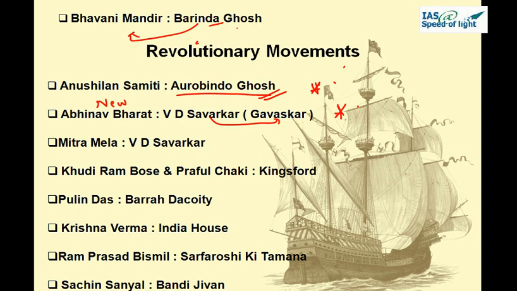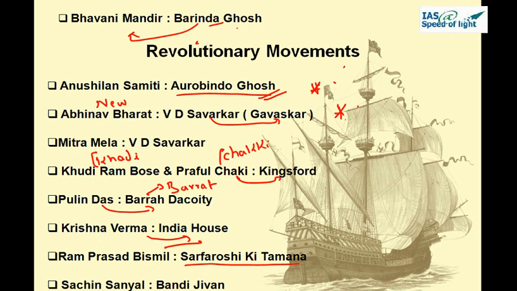Khudiram Bose and Prafulla Chaki were involved in the killing of Kingsford. Khudiram Bose: Khudi becomes Khadi, khadi dress, and Chaki can become Chakki. So these two were involved in the killing of Kingsford. Pulin Das we link with Barah Dakaiti. Bara becomes Barat, a marriage ceremony. Then Shyamji Krishna Verma, India House. Ram Prasad Bismil said the famous slogan Sarfaroshi Ki Tamanna. So from Bismil we get Bisleri.